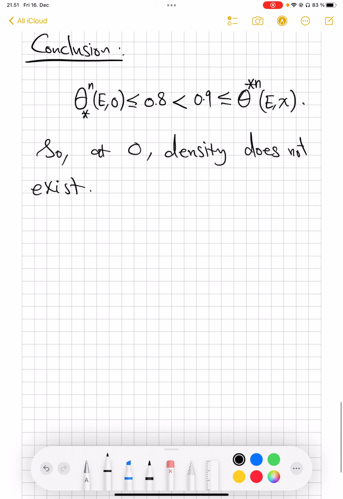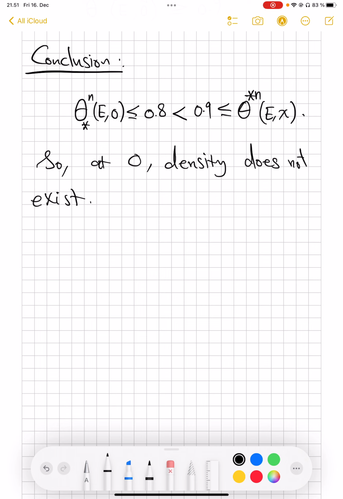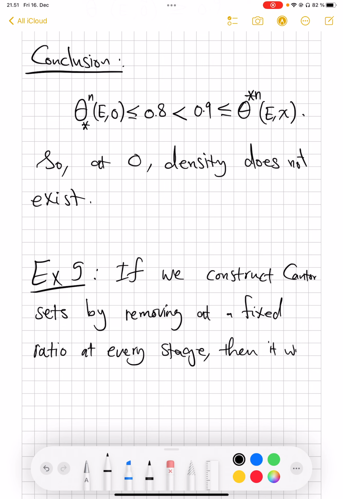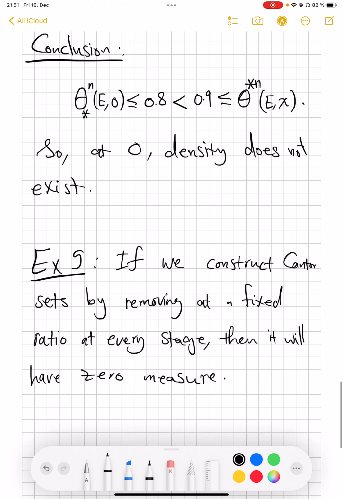So the Lebesgue density theorem then says that this cannot happen for many points, like the origin in this case. And that in itself is kind of surprising. So the next, I think this will be my final example, will be that if we construct Cantor sets by removing at a fixed ratio at every stage, then it will have 0 measure. And this is something I had also mentioned before.